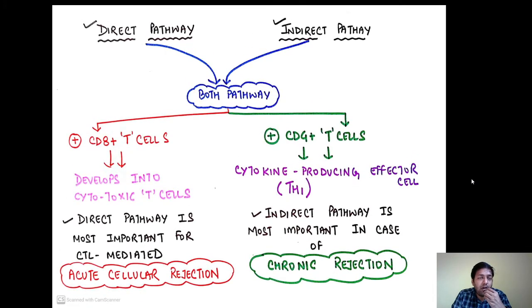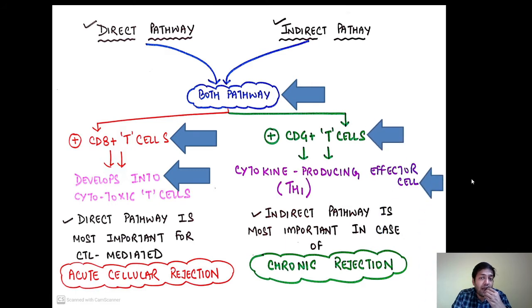So what will happen, as we already saw, the direct and indirect pathway is going to stimulate both the CD8 plus T cells and the CD4 plus T cells. The CD8 plus T cells, once stimulated, are going to develop into cytotoxic T cells, whereas the CD4 plus T cells will form cytokine producing effector cells, called T helper 1 cells. Remember one thing, the direct pathway is most important for cytotoxic T cell mediated acute cellular rejection, whereas the indirect pathway is most important in case of chronic rejection.